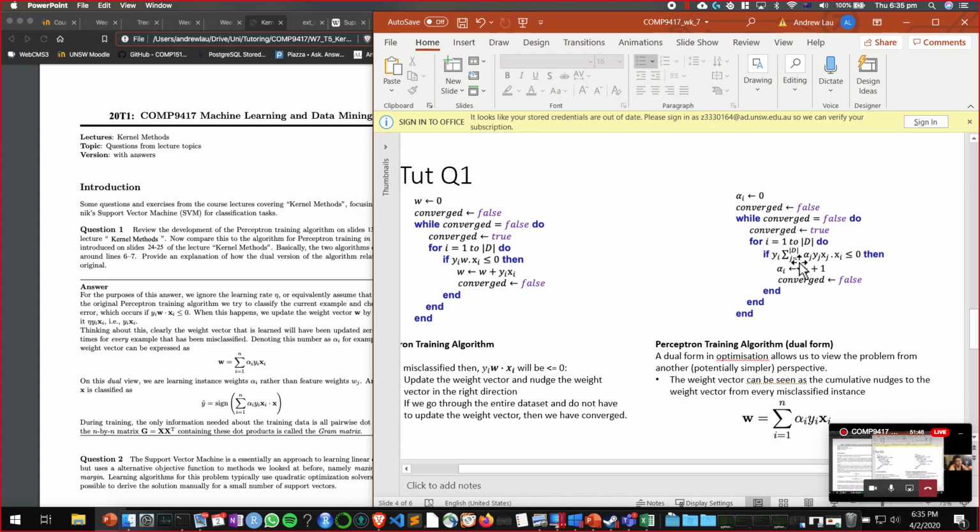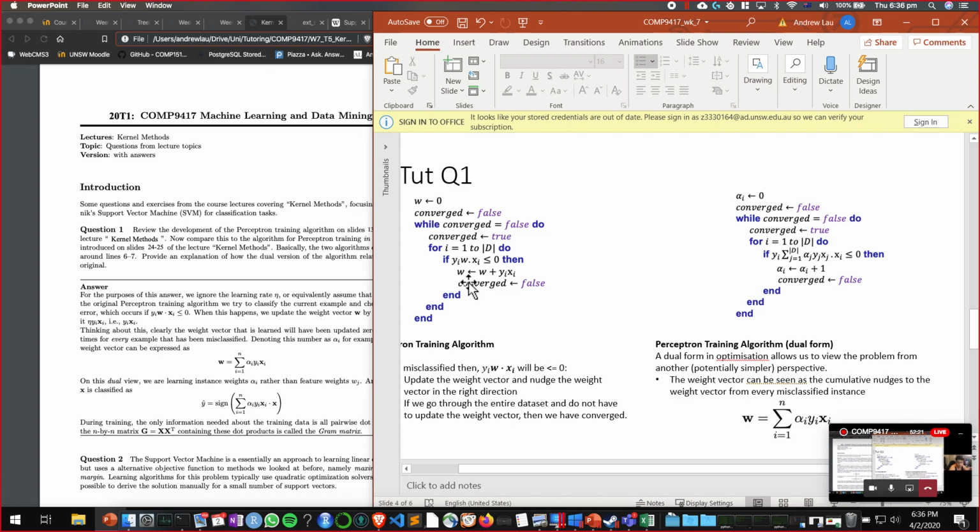That's effectively here. This alpha tells you whether you need a bump or nudge or not. At first this is all going to be 0 because all your alpha i's are set to 0, which is the same as your weight vector being set to 0. Now if it's false, then you say, okay, let's do a nudge. This is like an indicator variable, you can think of it as a flag. It's the same as here.